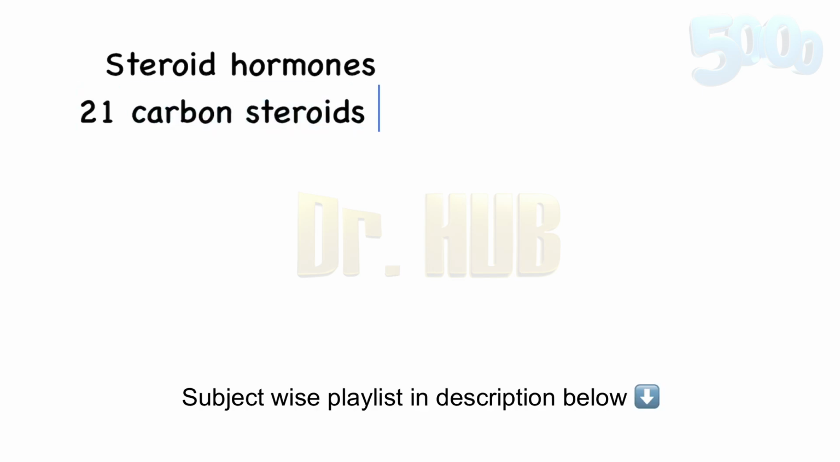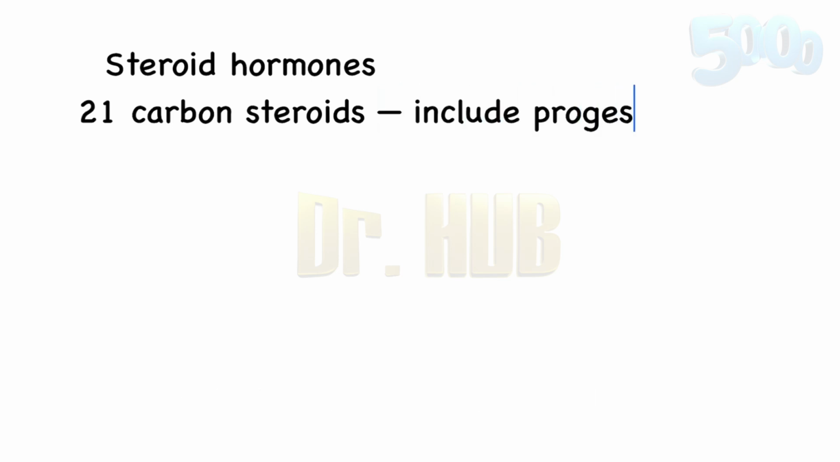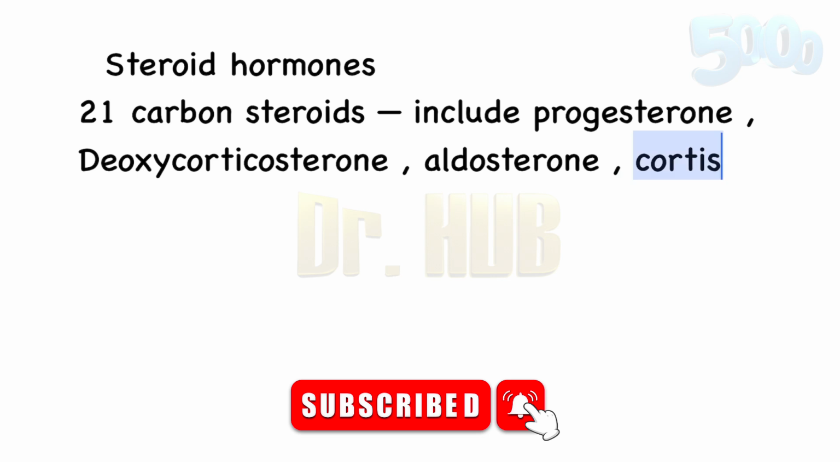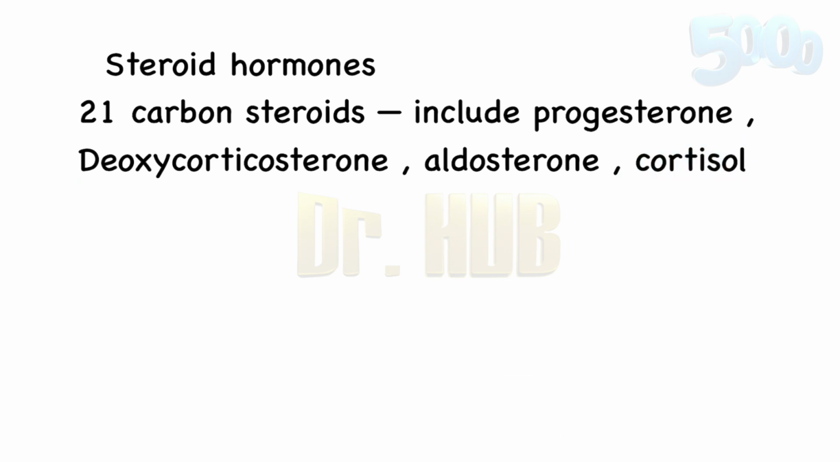Now let's learn about the steroid hormones. So here in steroid hormones, there are 21 carbon steroids. So here in 21 carbon steroids, it includes the progesterone, and it is also the deoxycorticosterone. Then also the aldosterone and the cortisol. So all these are the steroid hormones, 21 carbon steroid hormones, that is progesterone, deoxycorticosterone, the aldosterone as well as the cortisol. So progesterone, aldosterone, cortisol and the deoxycorticosterone.